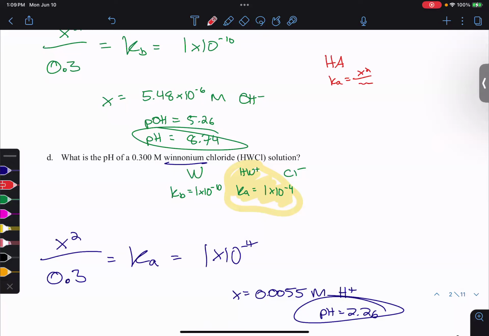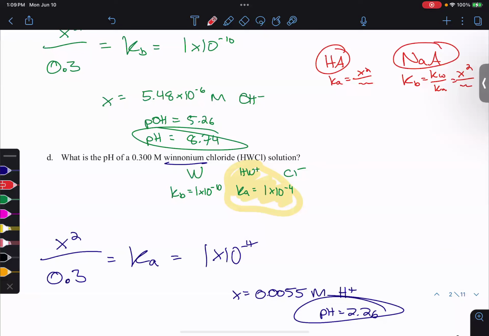But I can give you an example where it's not HA, it could be NaA. NaA is the conjugate, so you need to use Kb, but Kb comes from Kw over Ka. It's still x squared over initial concentration, but x is the hydroxide concentration, right? So those are two scenarios I could give you, or I can give you a base. I'll give you Kb, and it's simply x squared over initial concentration.